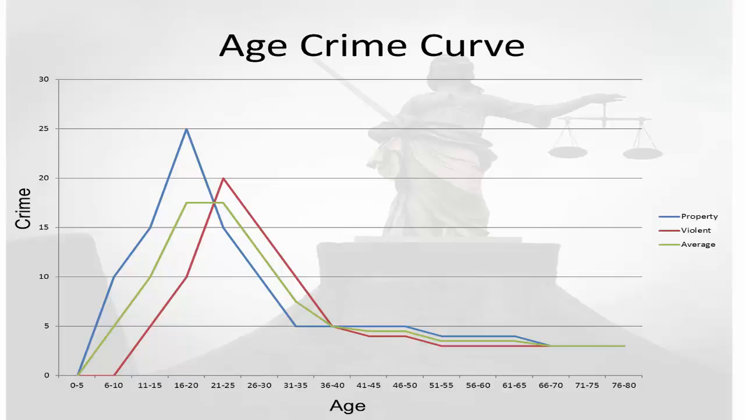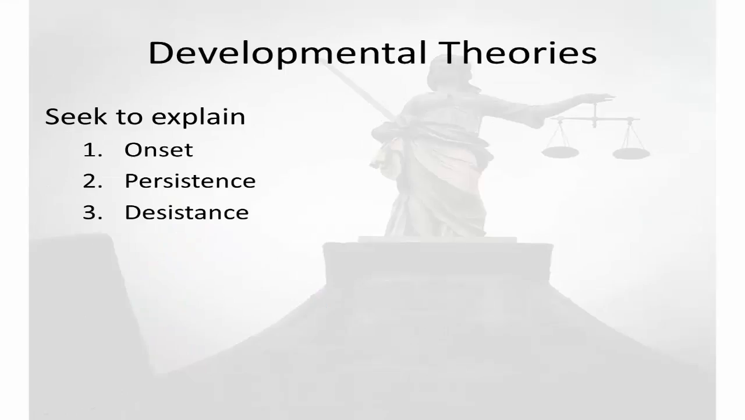Now, when we started to implement longitudinal studies, which is when we follow individuals over a period of time, we were able to see the same pattern, but we saw a significant amount of desistance. And so criminologists set out to explain the onset of offending, the persistence of offending, and desistance of offending.